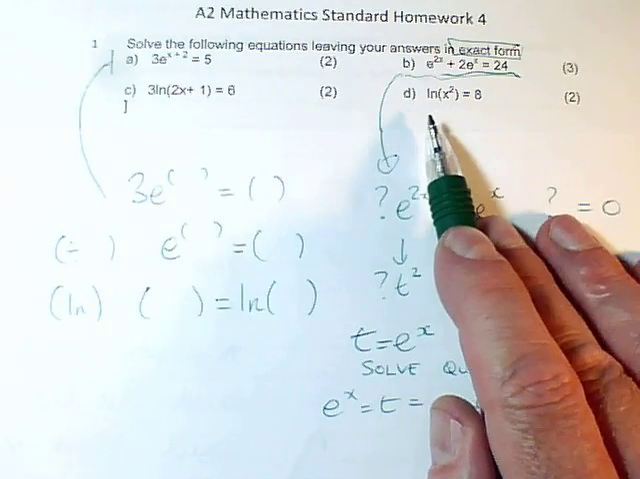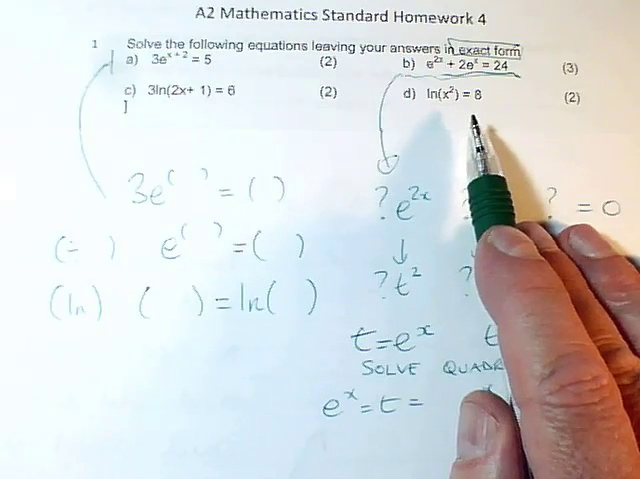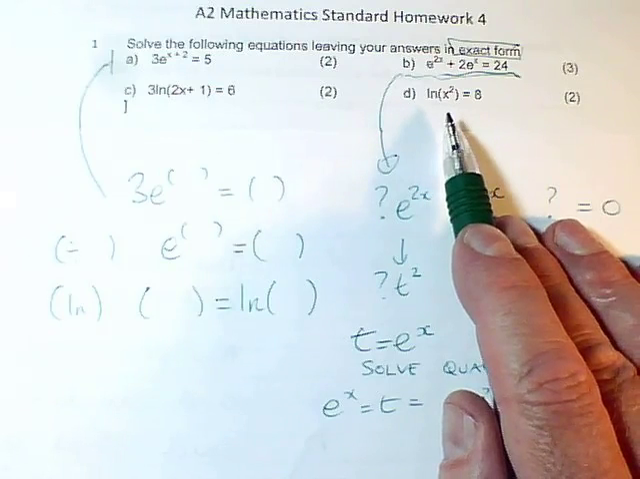It's just an ln on its own. You can get rid of the ln using an e to get what x squared equals. It's going to be e to the power of something. But then you've got to remember to square root it, and when you square root, don't forget the plus or minus.